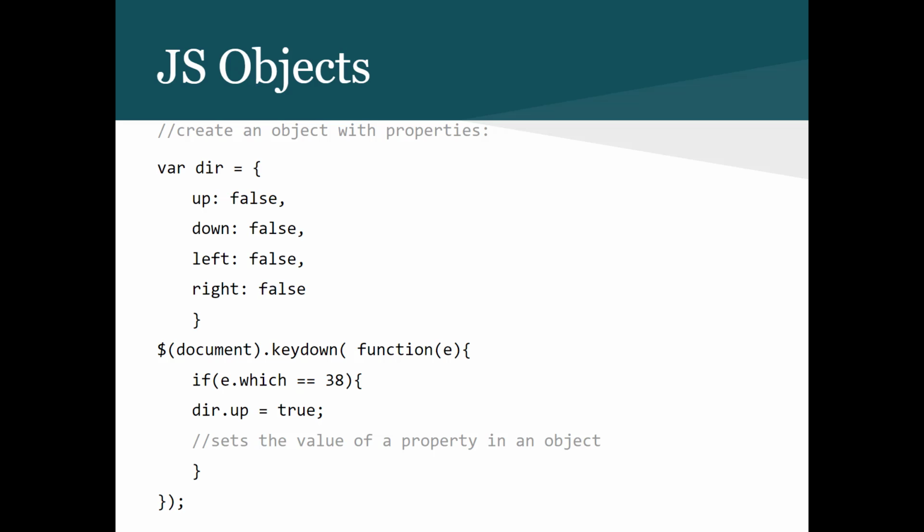This kind of format is what we typically see in JSON, or JavaScript Object Notation. It is the only way that we can have key value pairs in JavaScript because JavaScript arrays only have indexes.